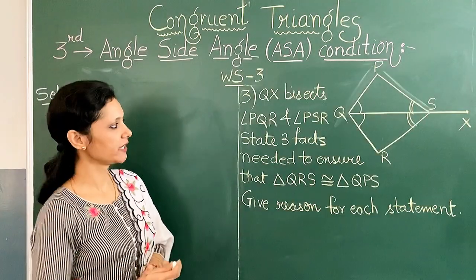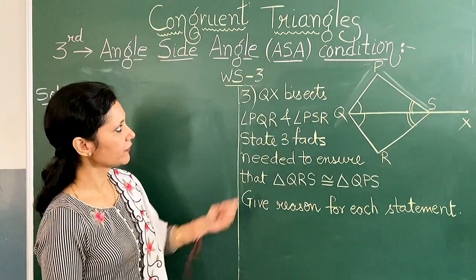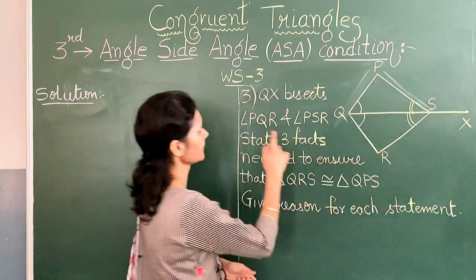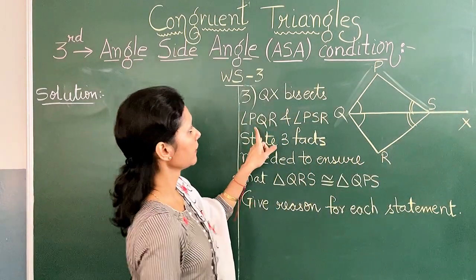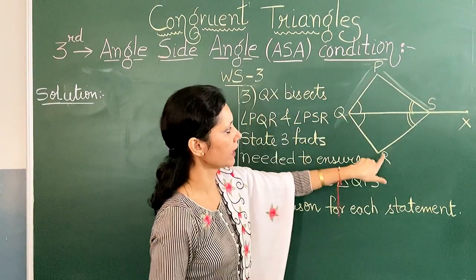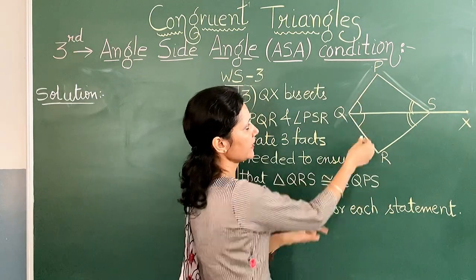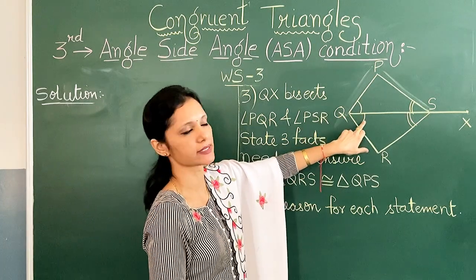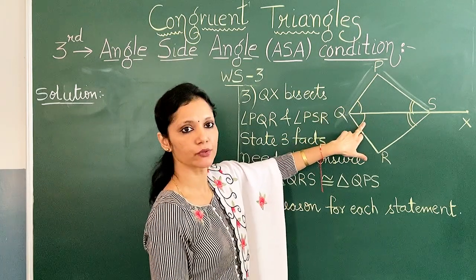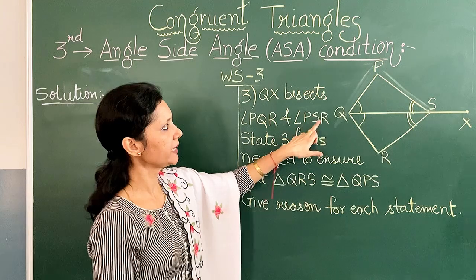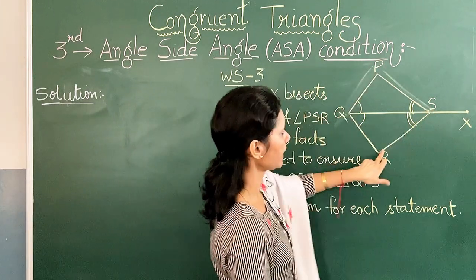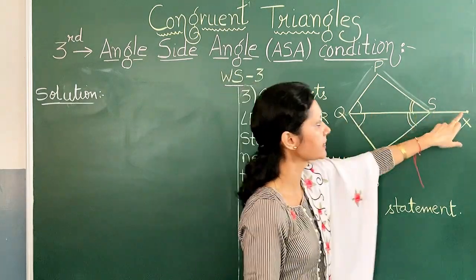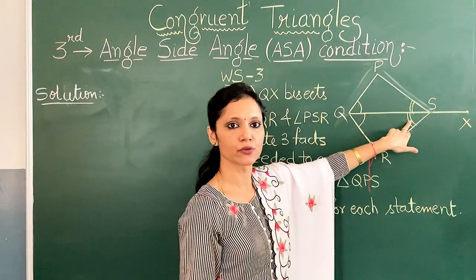Next is question number 3. The question says, in the given figure, this line segment QX bisects angle PQR. It is bisecting this complete angle. That means it is dividing this complete angle into 2 equal parts. That means this angle is equal to this angle. And angle PSR, that means this complete angle is also being bisected by QX. So these 2 angles are also equal.